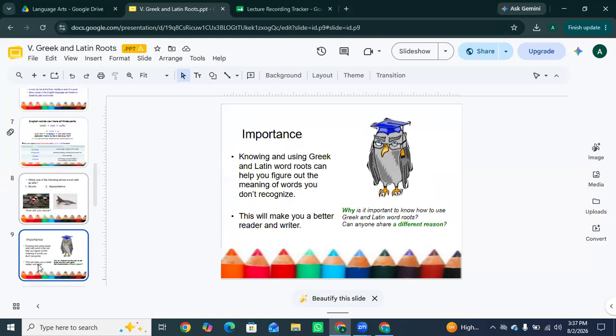Importance: knowing and using Greek and Latin roots can help you figure out the meaning of words you don't recognize. This will make you a better reader and writer. Learning roots helps us understand new words, improves reading, improves writing, and increases vocabulary. Instead of memorizing hundreds of words, you can learn one root. For example, if you know graph equals write, then you already understand autograph, telegraph, biograph, paragraph, photograph.